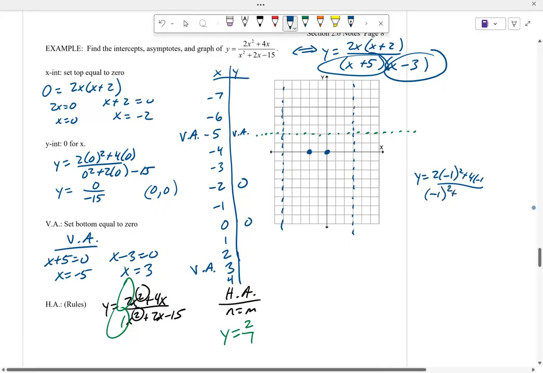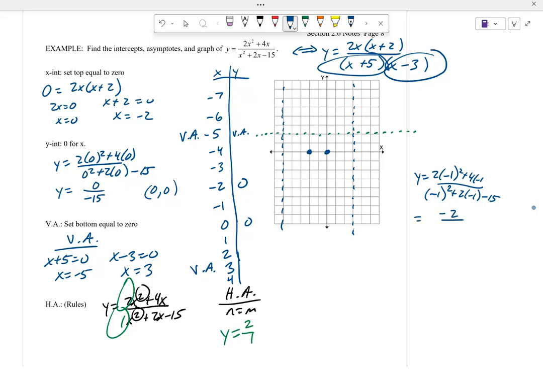Negative 1 squared plus 2 times negative 1 minus 15. I got 2 minus 4, I got negative 2 over 1 minus 2 minus 15. So we got an 8th. So I got negative 1 is up 1/8 of the way, 1/8 of the way right there.